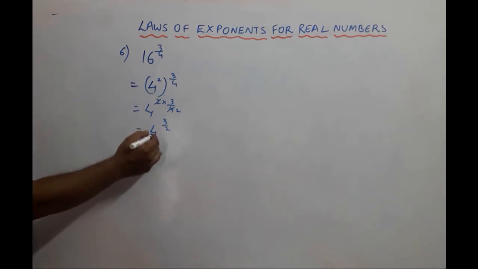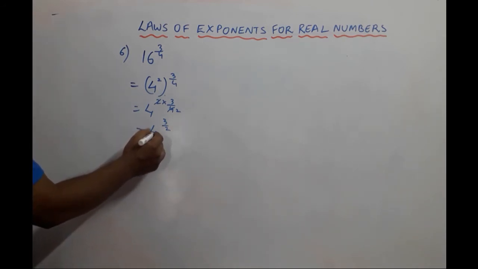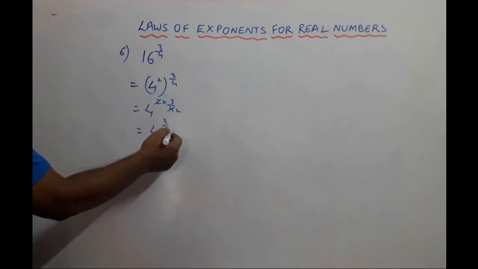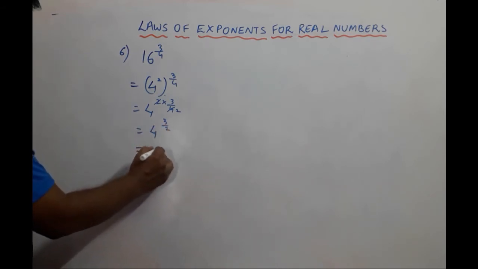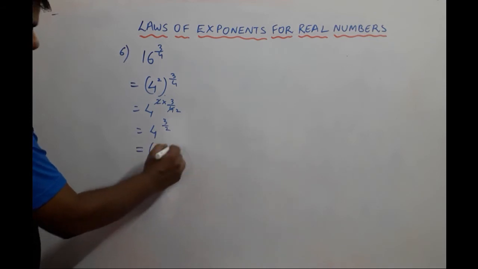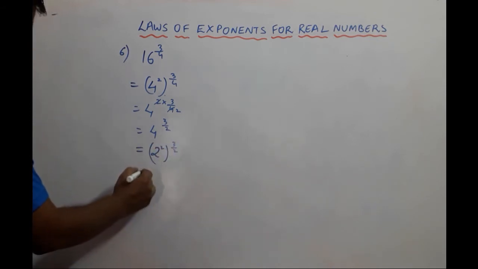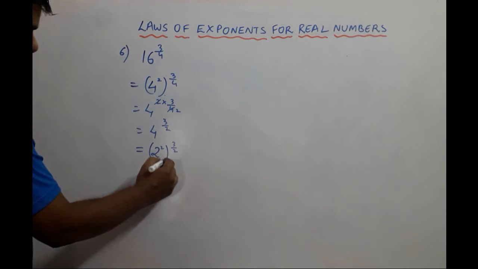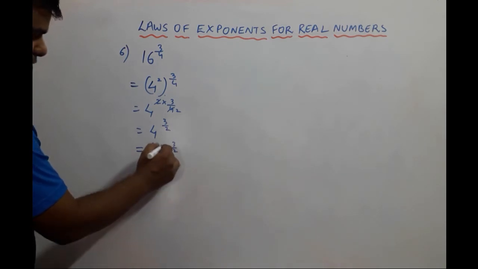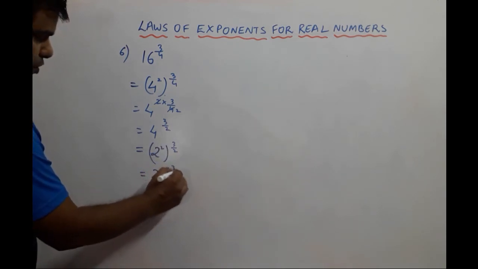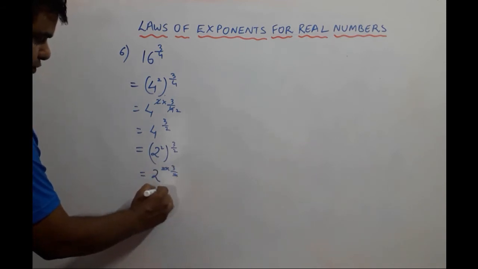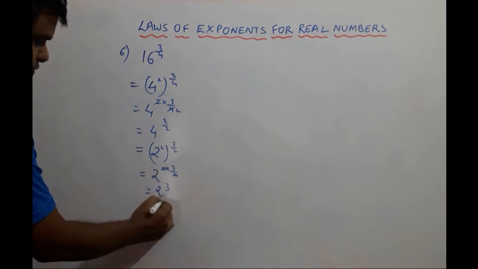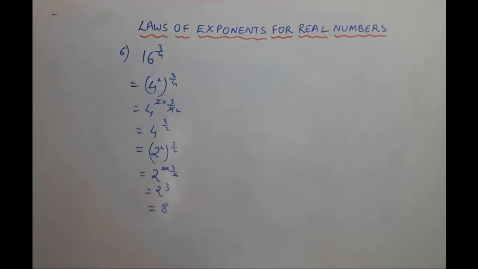And again you will have to carry out another step where 4 is actually the square of 2. So 2 square, whole thing raised to 3 upon 2, and then the powers get multiplied. 2 into 3 upon 2, 2 get cancelled. We are left with 2 raised to 3, which is equal to 8. This becomes fairly long. So not always do you go in for solving with perfect squares.